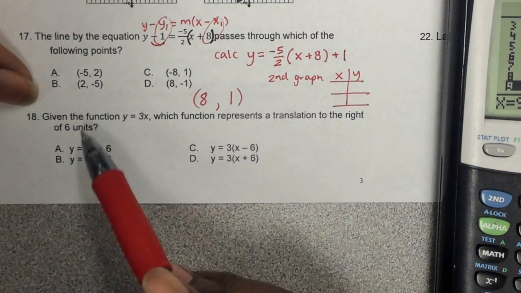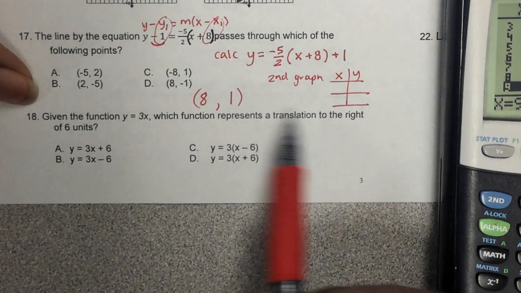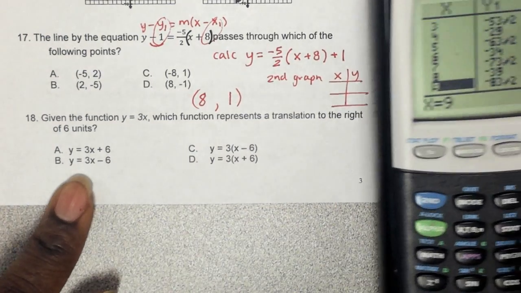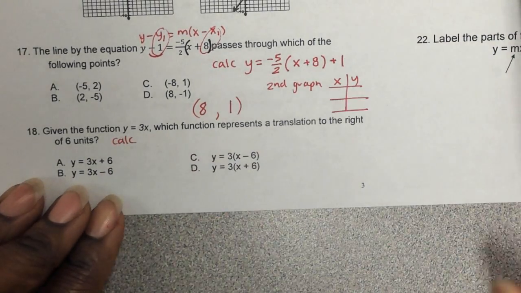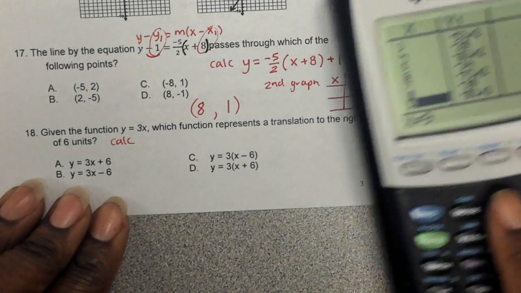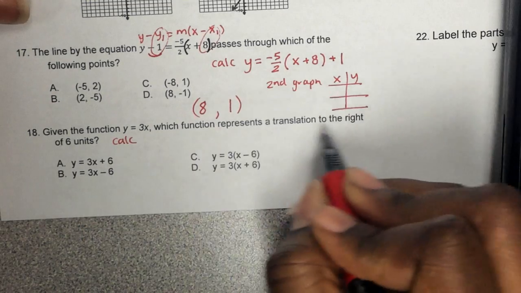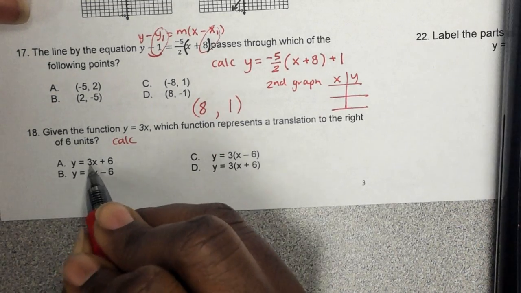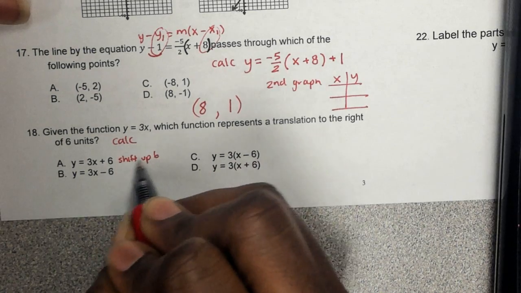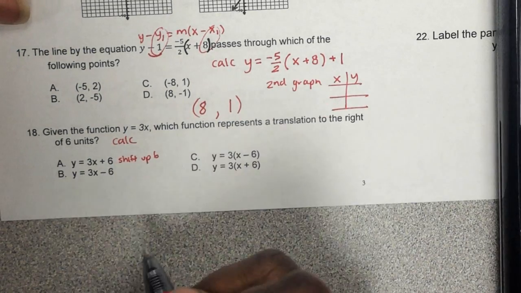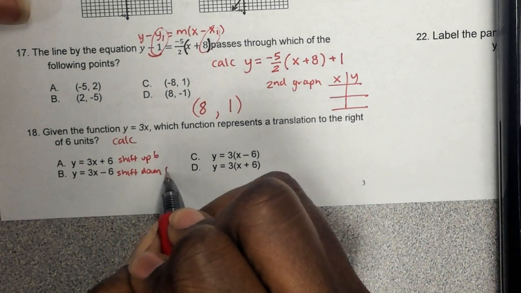All right, number 18. Given the function y equals 3x, which function represents a translation to the right 6 units? Remember, if we're moving something to the right, use the calculator to help you. However, I'm going to break it down for you a little bit. We know that the slope is 3x, and we're moving something to the right. 3x plus 6, this is going to shift it up 6. Do we need it shifting up 6? No. This right here is going to shift it down 6.